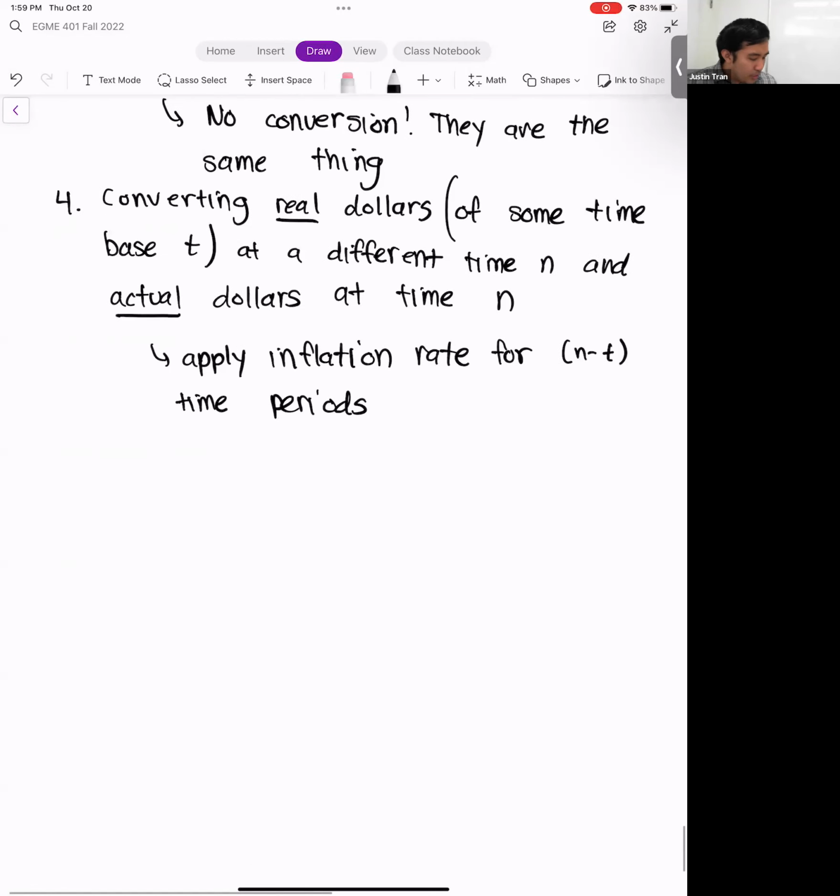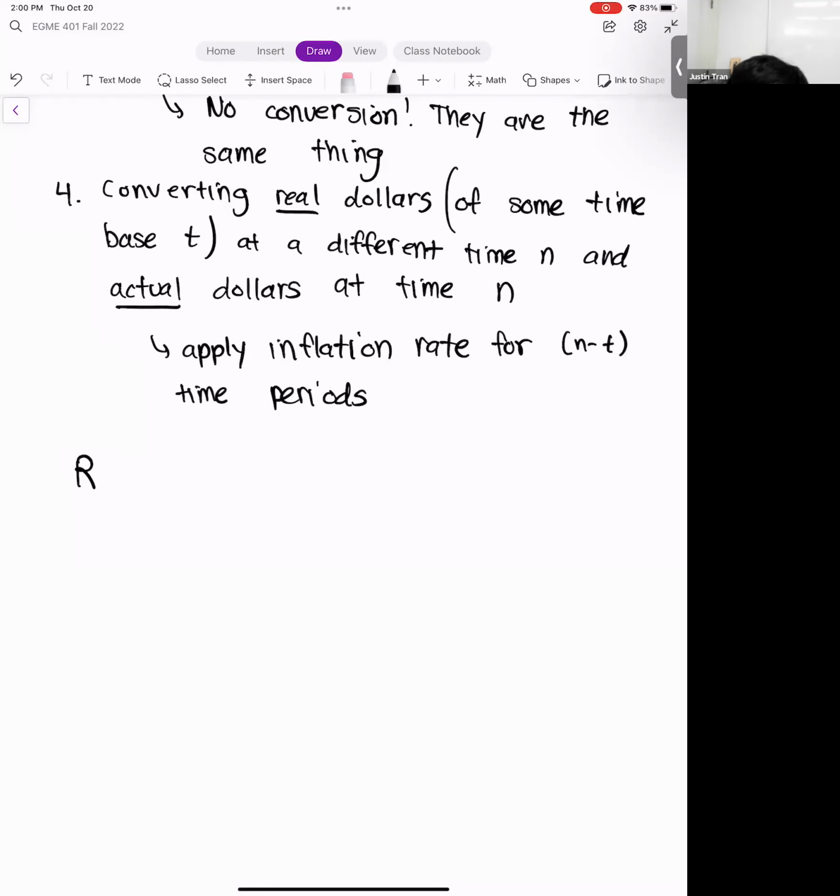Okay. All right, and so there's a chart to help you remember these rules. Okay, so let me go ahead and draw the chart. Right, so on the top of this chart, I'm going to have real dollars. On the bottom, I'm going to have actual dollars. Okay, and so if you have real dollars base t at some time t, and you compare that to actual dollars at the same time t, in this case, you don't do any conversion, because these two are the same thing. Because actual dollars at some time t is the exact same thing as the purchasing power at that same time t. Okay, so this is basically rule 3 right here.